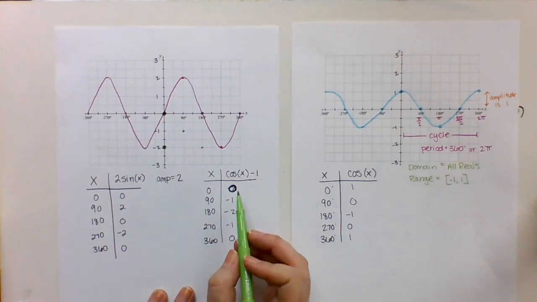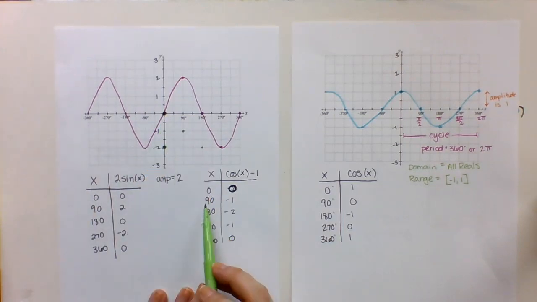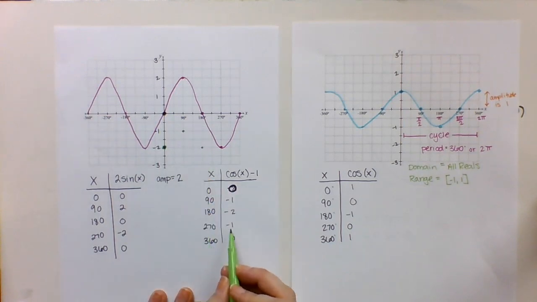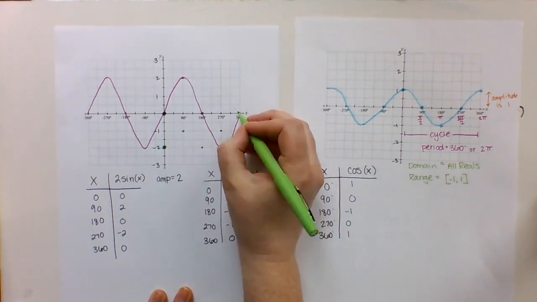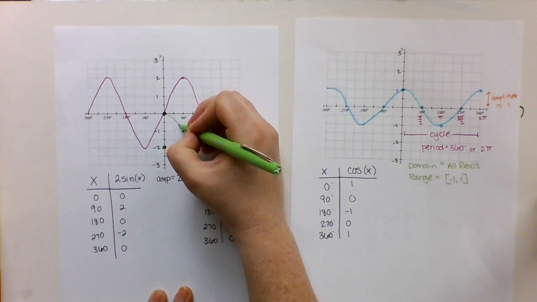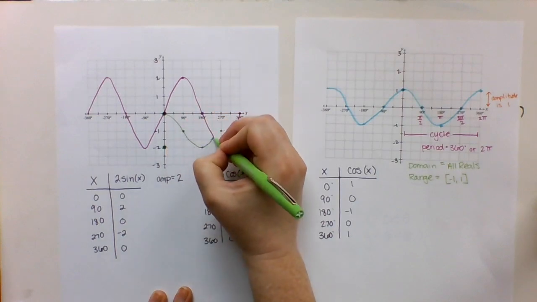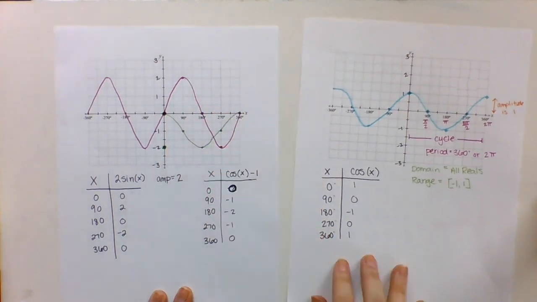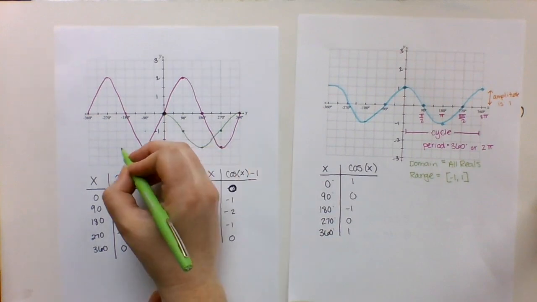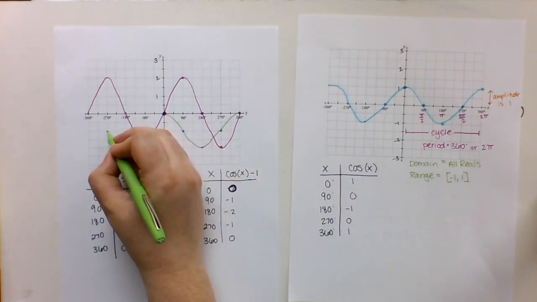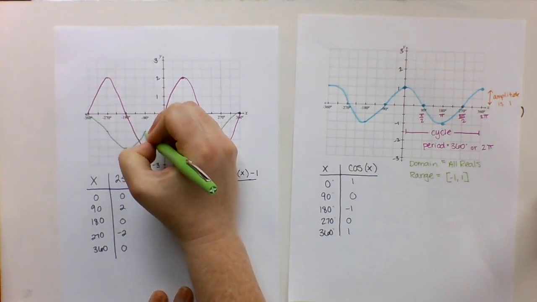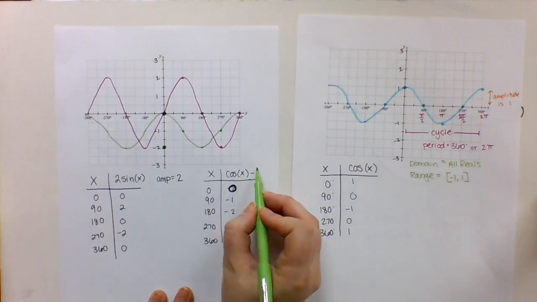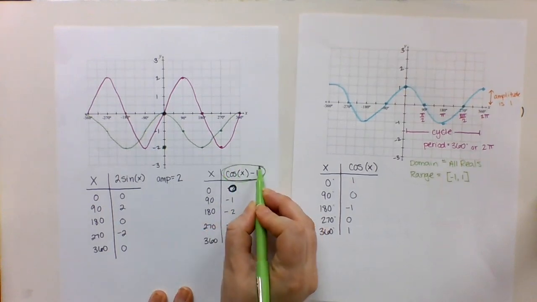And then I'm plotting these points in green. So I have 0, 0, 90, -1, 180, -2, 270 degrees goes back to -1, and then 360 goes back to 0. Okay, so that's what that graph would look like. And let me go ahead and do the other side. Okay, so that green graph is this cosine x minus 1.